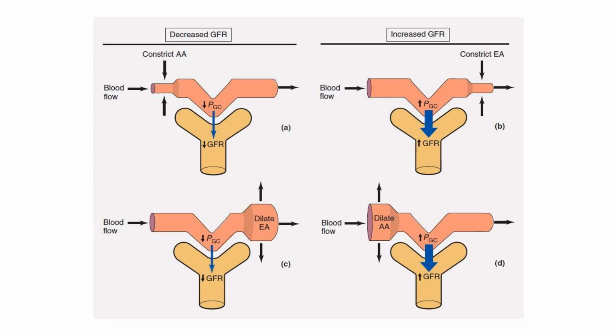Then increased GFR is seen when there is efferent arteriolar constriction. Here the capillary hydrostatic pressure increases and GFR increases. One more condition is afferent arteriole dilatation. Here the glomerular capillary hydrostatic pressure increases and GFR also increases.